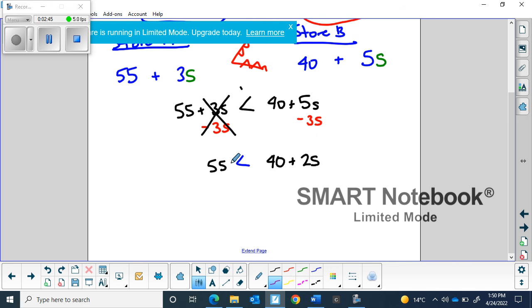Now we have to get rid of our constants. The S is still attached to a 40 and to a 2. It's easier to get rid of the constants first. So positive 40, the opposite is minus 40. And what I do to one side, I have to do to the other. Again, we're not multiplying or dividing, we're adding and subtracting, so the symbol stays the same. This side, all we're left with is that 2S. And 55 minus 40 is going to be 15.